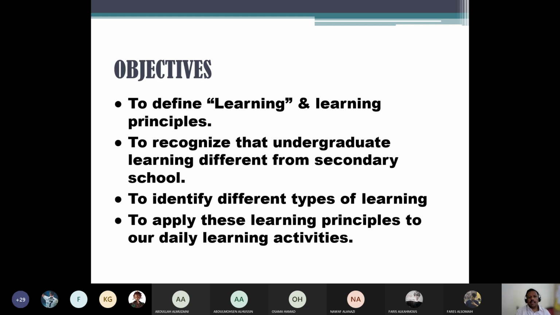So in this lecture we will see the difference between secondary school learning and university learning, and define the principles of learning and the different types of learning, which I just told you. Learning could be visual, audio or verbal, kinesthetic by doing, or just by discussion also, and then apply these principles in your learning activities. Whenever you learn something, you use these techniques to increase your learning, to memorize, or to get good marks.